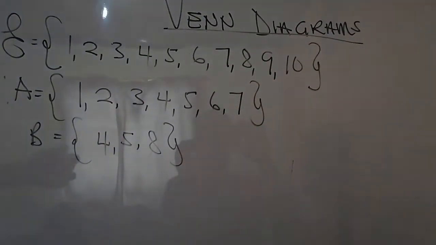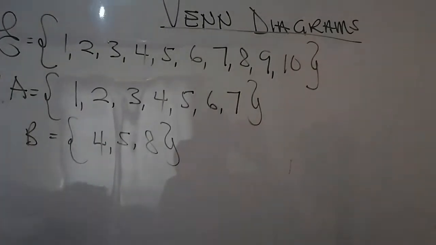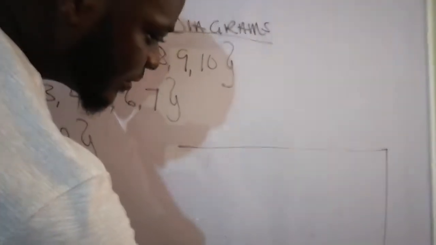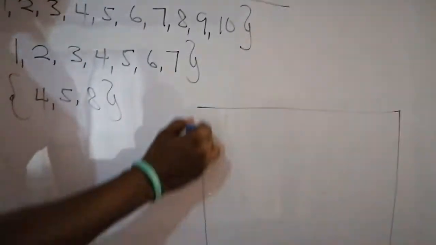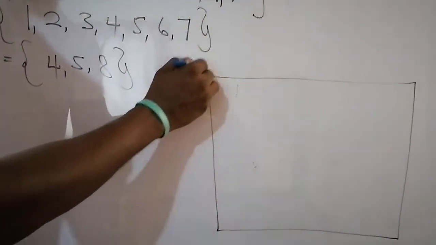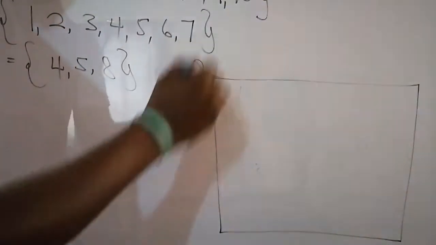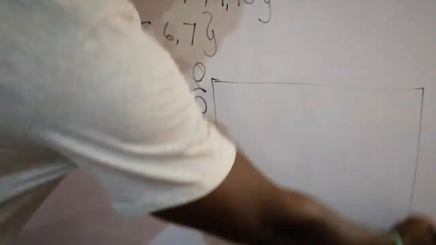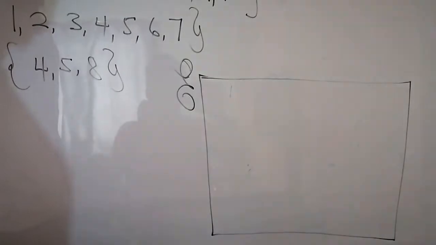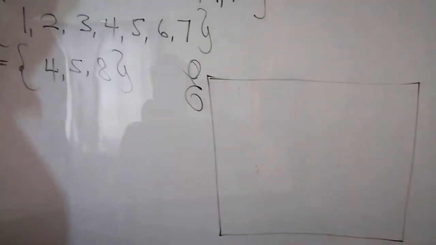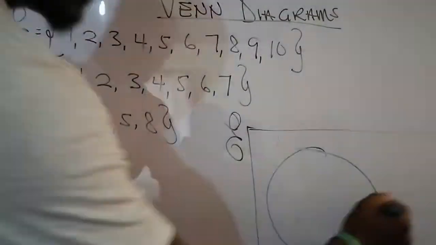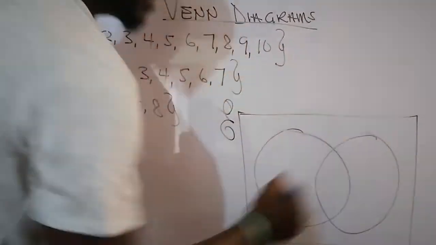So what I do is that I draw my set. First, you need to draw a rectangle to represent your universal set. You use this symbol for your universal set. So this whole rectangle represents your universal set. Now you draw these two sets in there. So I have my set A here and I have my set B here.